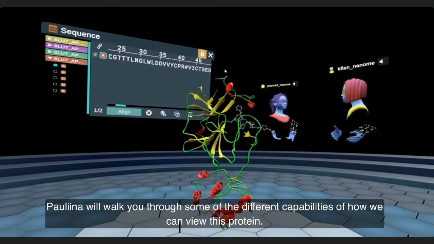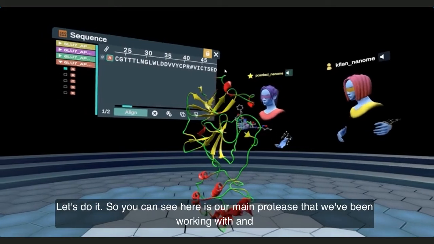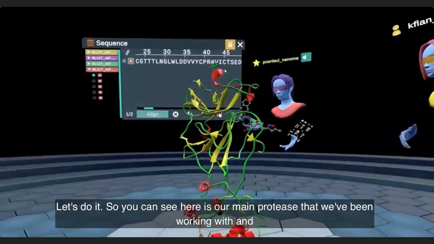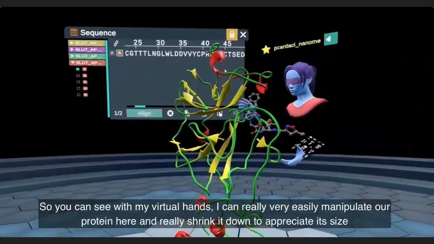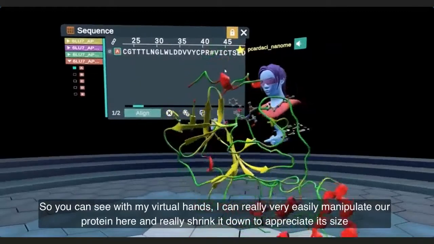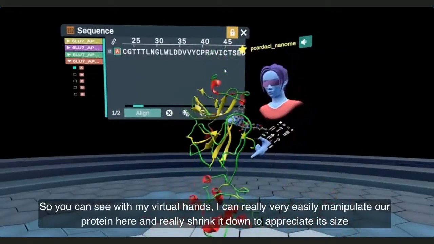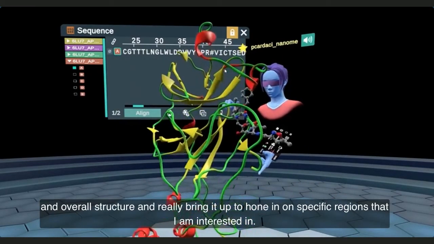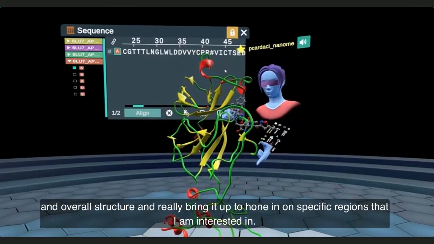So, actually, let's do it. So what you can see here is our main protease that we've been working with and some of the capabilities that we're really going to be working with here in Nano. So you can see with my virtual hands, I can really very easily manipulate our protease here and really shrink it down to appreciate its size and overall structure and really bring it up to hone in on specific regions that I am interested in.